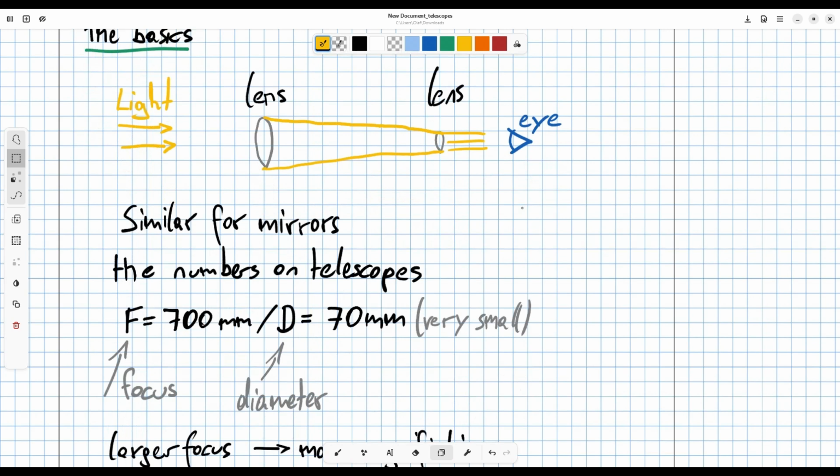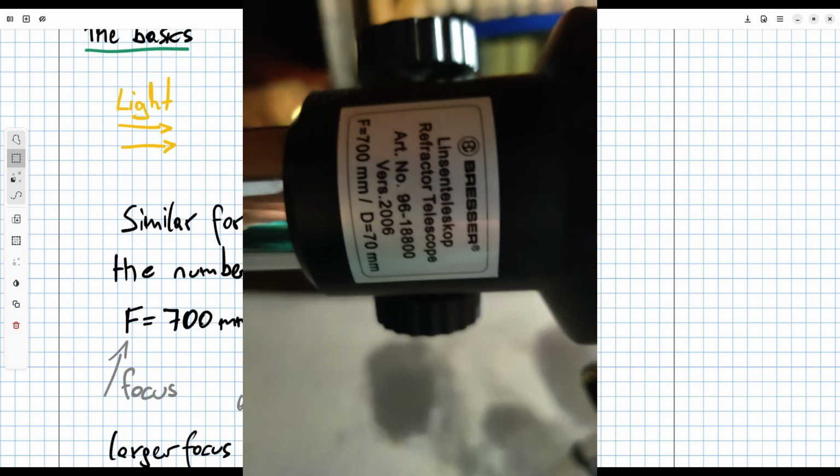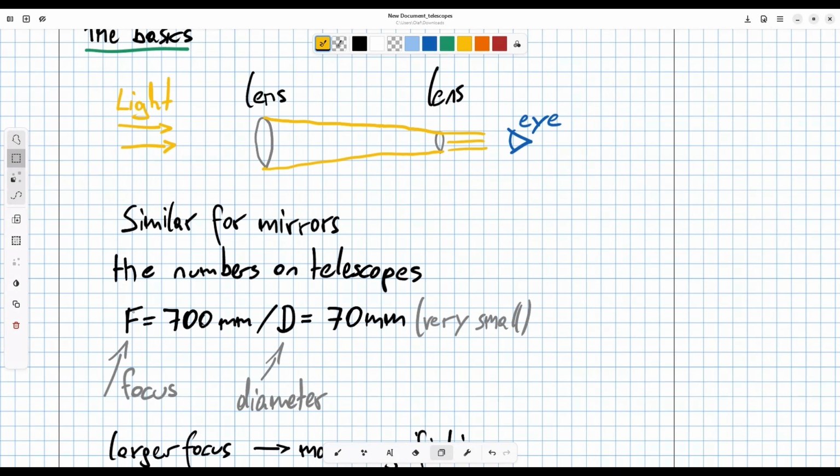And you might have seen numbers on telescopes. If I remember, I will put some from my telescopes, maybe both, maybe just one, on the screen right now. I hope I did remember. And they have some typical numbers. For example, the focus length or the focus distance, I think it's sometimes called, and the diameter. So my small telescope has a focus length of 700 millimeters and a diameter of 70 millimeters.